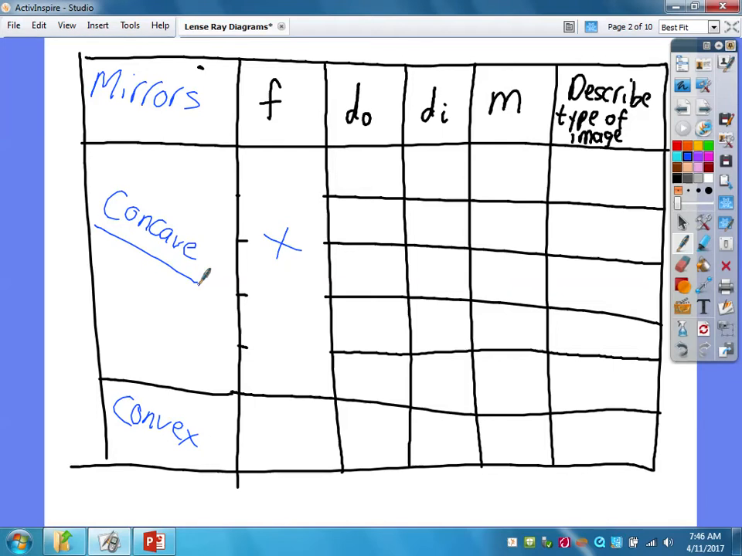All right, so our first situation we're going to look at, and you can see I have a column for object distance, is when the object distance is greater than the principal axis, farther than C. That's what we're going to look at first.